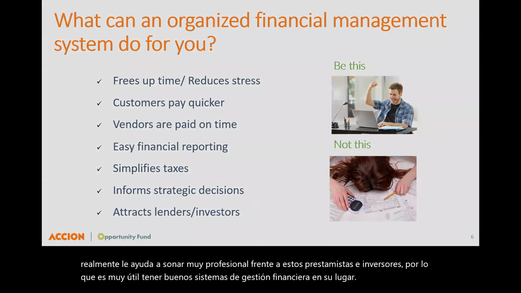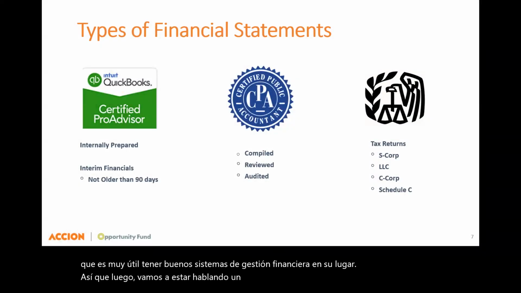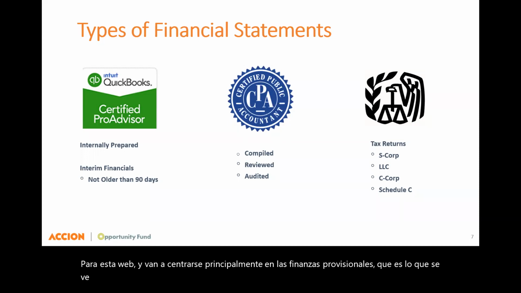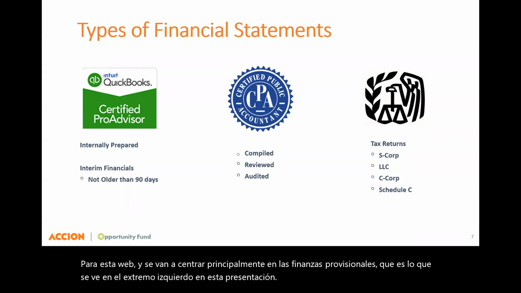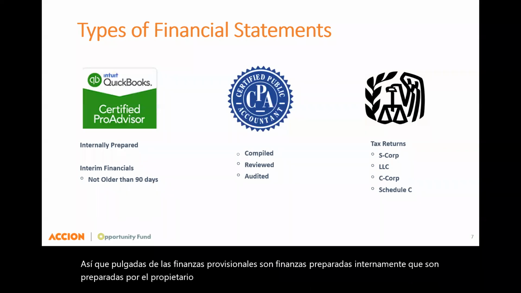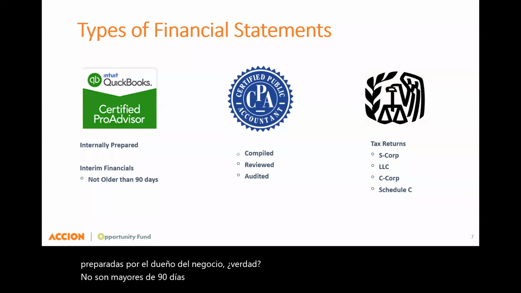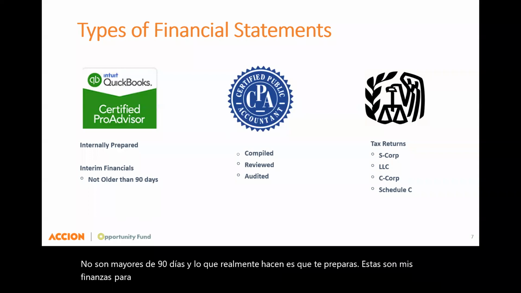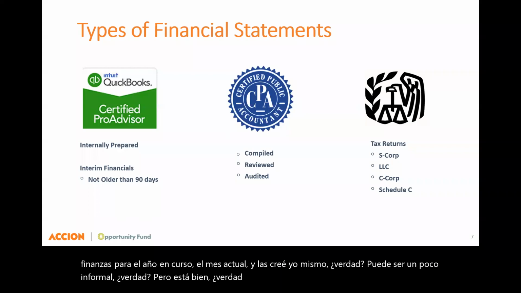So next, we're going to be talking a little bit more about the types of financial statements that currently exist. For this webinar, we're going to be focusing primarily on interim financials, which is what you see on the far left in this presentation. So interim financials are internally prepared financials that are prepared by the business owner, right? They're not older than 90 days. And what they really do is it's you preparing just, these are my financials for the current year, the current month, and I created these myself, right? They can be a little informal, right? But that's okay, as long as you have an idea as far as what you're doing with your own business.